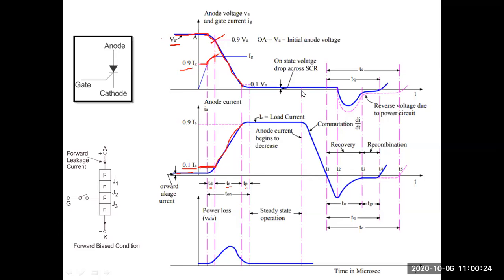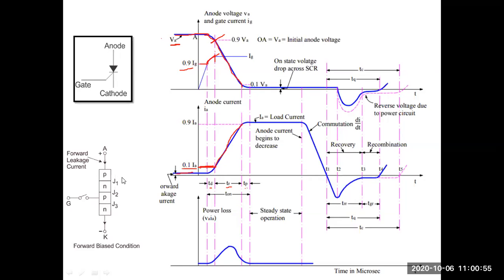Okay, fine. So we go for the interchange of the supply voltage. That means the anode is fed with negative and the cathode is fed with positive, so it comes to the reverse biased condition. When it comes to reverse bias, what happens to the junctions J1, J2, and J3? Earlier, majorly the junctions J1 and J3 were forward biased, and now it has to come to the reverse bias condition.